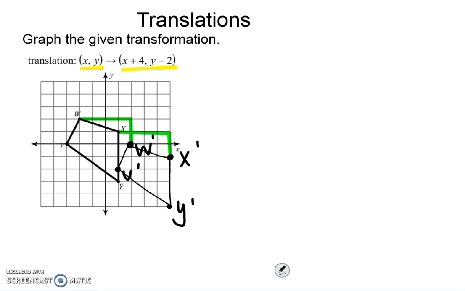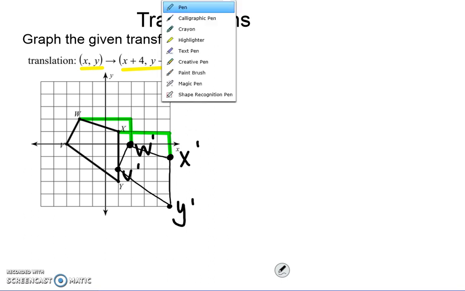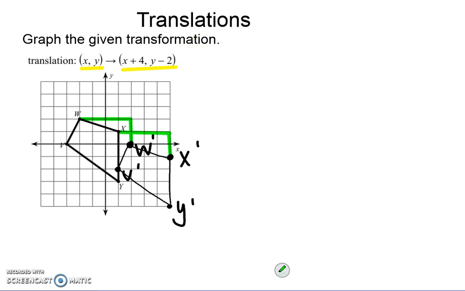Now notice your shapes did not change. The only thing they did was shift. So my new image is this one here. Translations are probably the easiest to graph because all it is is moving every individual point a certain number of units right or left or up or down.